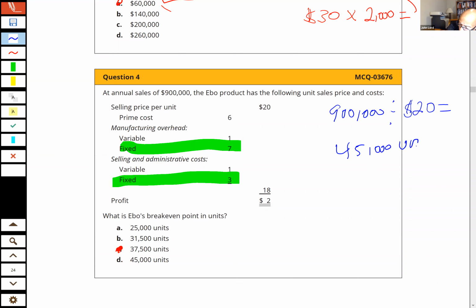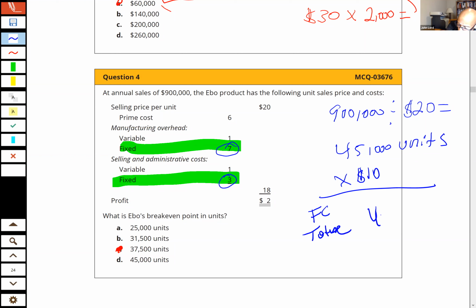Now that I know that I have 45,000 units, then I can take the fixed cost per unit, both the variable and selling and administrative, times $10, gives me a fixed cost total of 450,000.